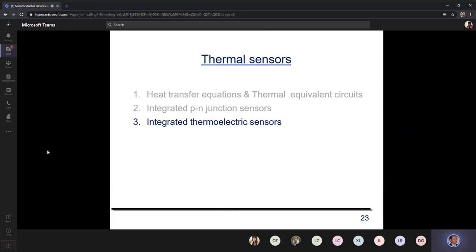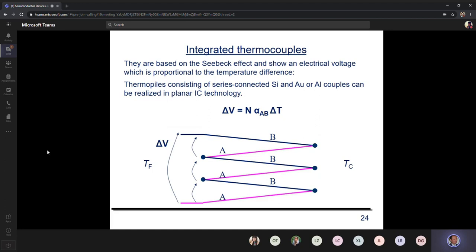Now we examine briefly another class of temperature sensors that are of the type of the so-called thermoelectric sensors. Instead of being based on the temperature dependence of the p-n junction current, they are based on a different physical principle. And this physical principle can easily be illustrated using this figure.